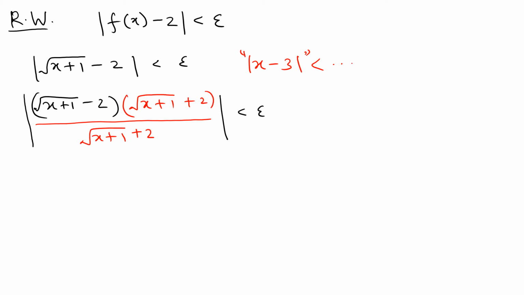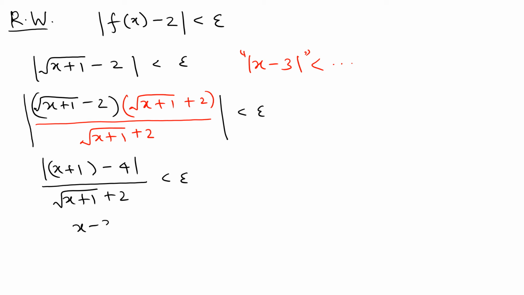That's what we want. Using the difference of squares, this becomes x plus 1 minus 4, divided by the bottom, which is always positive, so we're going to write it like that: the square root of x plus 1, plus 2, less than epsilon. And you can see this simplifies to x minus 3 at the top. In the bottom, I'm going to write it like this just to exaggerate something here, plus 2. And then it has to be less than epsilon.